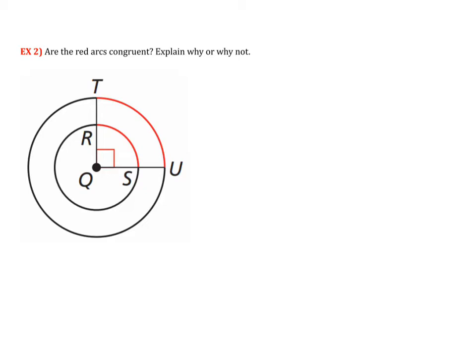All right, so let's take a moment and actually go over an example to help explain this. In example 2 here, it's asking us if the red arcs are congruent, and they want us to explain why or why not. So the two arcs that we are trying to consider are arc RS and arc TU. Arc RS is here and arc TU is here. Now, these circles are concentric circles. They have the same center. One is inside of the other.